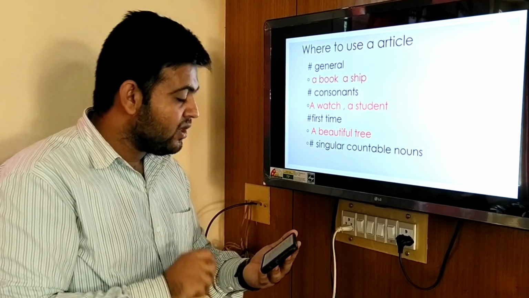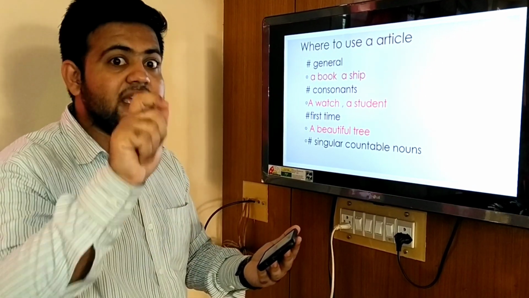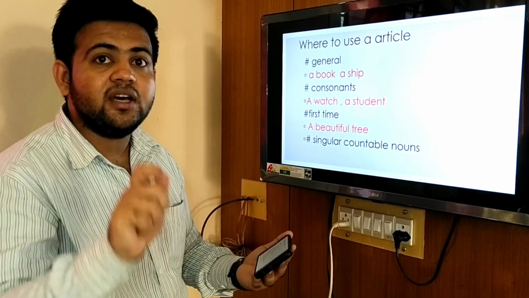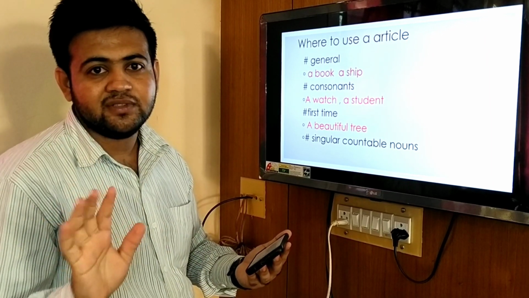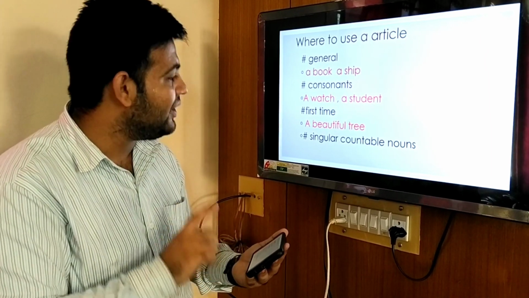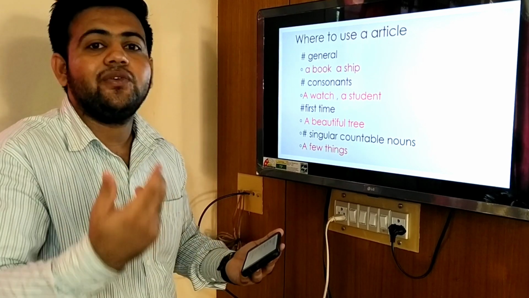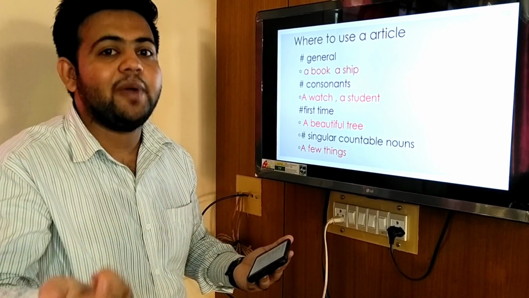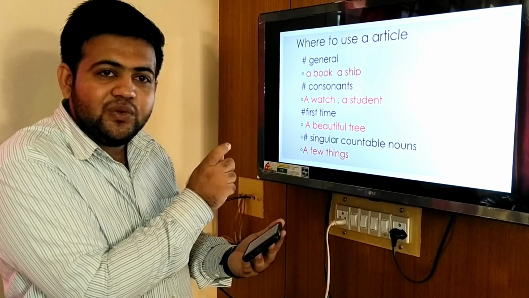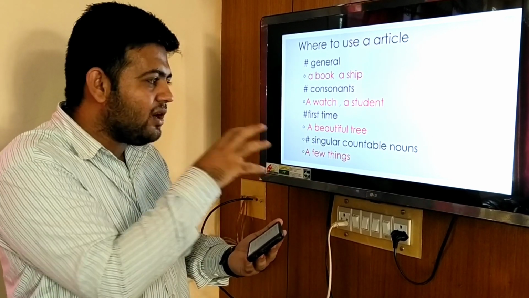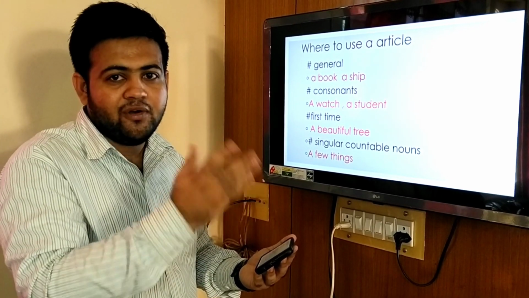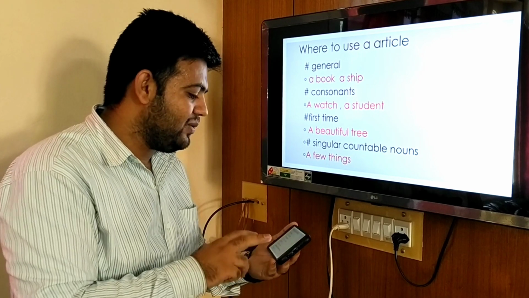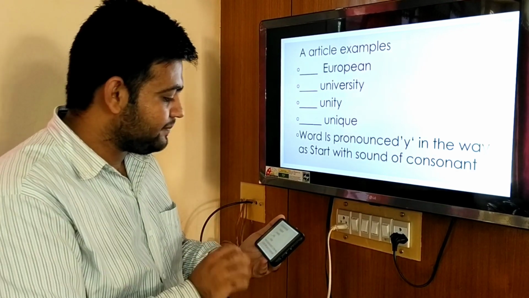Simple. Next, we will also use the article A with a singular countable noun. For example, a few things. I purchased a pen, right? So we use A here to talk about singular countable nouns. Nouns and pronouns we will discuss in our next classes. Is it simple? Next.